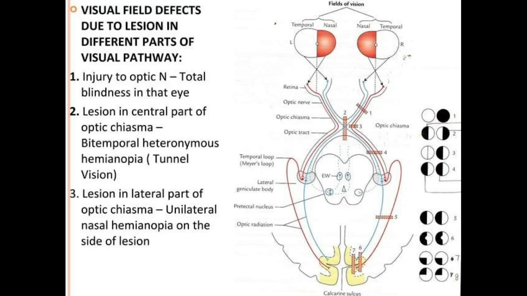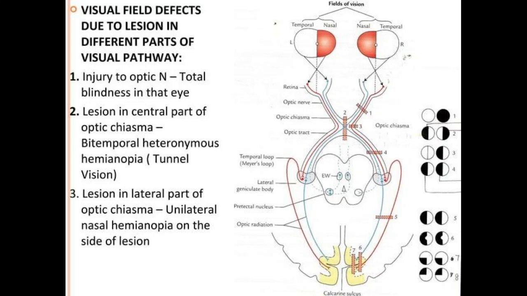Here are some examples. First, lesion of the optic nerve. A lesion of the optic nerve can result in a complete loss of vision in the eye affected by the lesion. This is because the optic nerve carries visual information from the eye to the brain, and damage to the nerve can interrupt this communication.